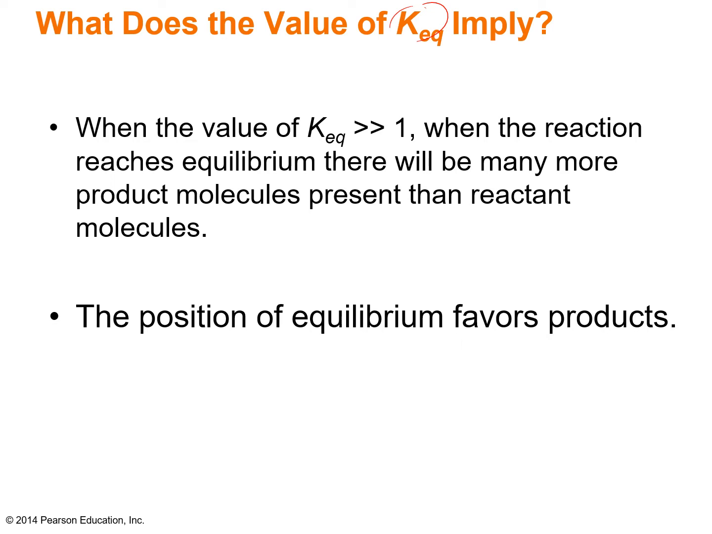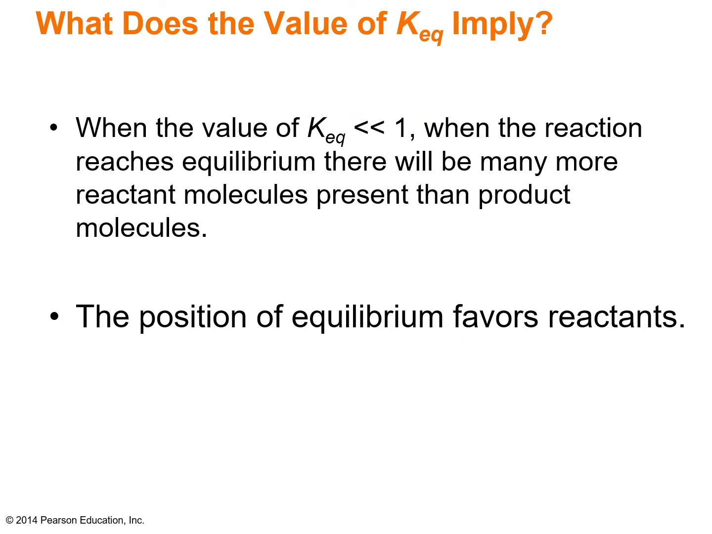So when the value of KEQ, again, the equilibrium constant at equilibrium, is much greater, this is what these two arrows mean. One arrow means greater, right? The two arrows means much greater than 1. When the reaction reaches equilibrium, there will be many more product molecules present than reactant molecules. In other words, the position of equilibrium favors the products, which is why we're going to have more product molecules. So therefore, you can imply that when KEQ is substantially less than 1, the position of the equilibrium is going to favor reactants because we're going to have many more reactant molecules present.